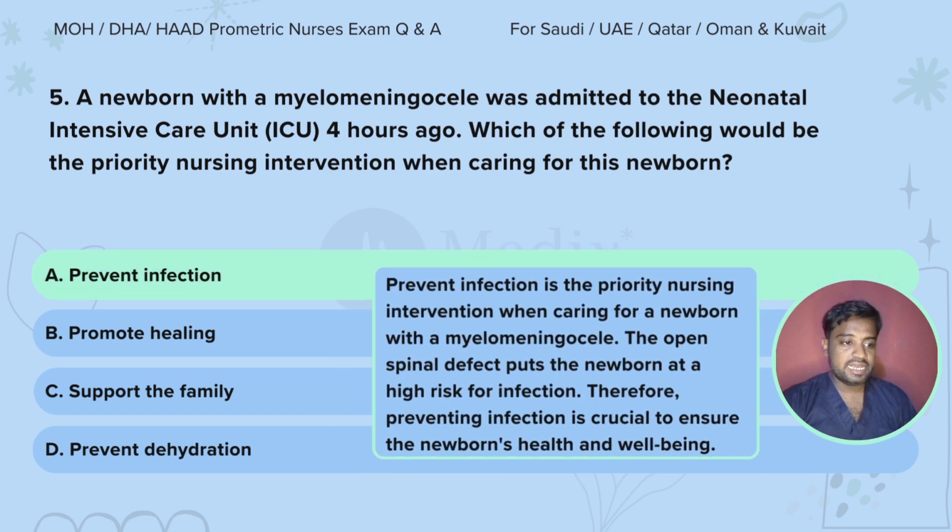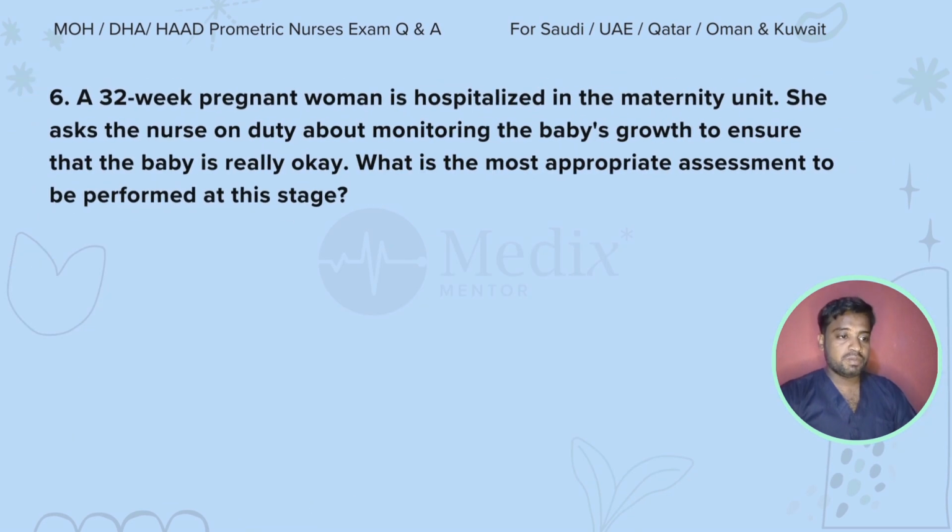The correct answer is A. Preventing infection is the priority nursing intervention when caring for a newborn with a meningomyelocele. The open spinal defect puts the newborn at high risk for infection. Therefore, preventing infection is crucial to ensure the newborn's health and well-being. Now let's begin question number 6.